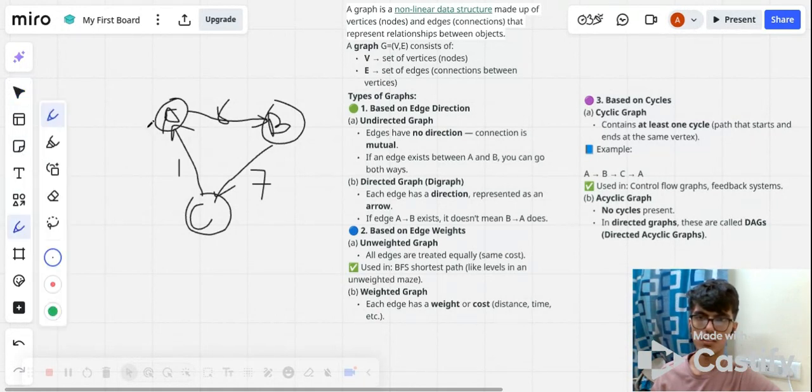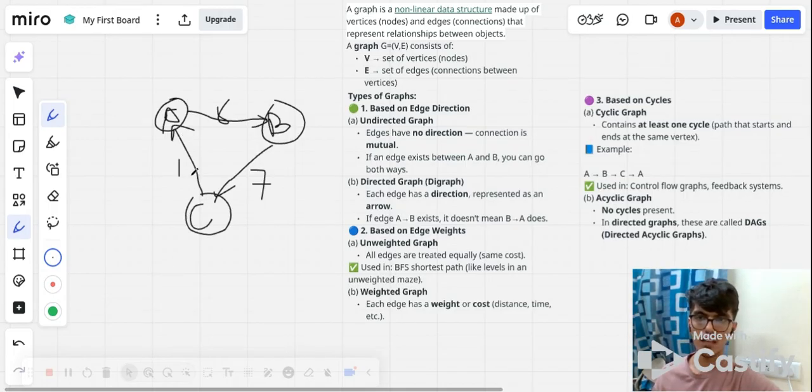This is a cyclic graph. You can start from this node and follow this path and end up reaching back to this node A. So if you start from a node and end up reaching back to that node by following some path, then that graph is called a cyclic graph.